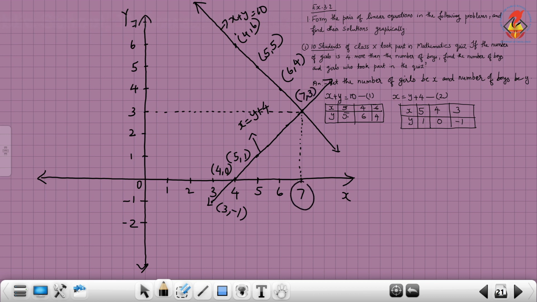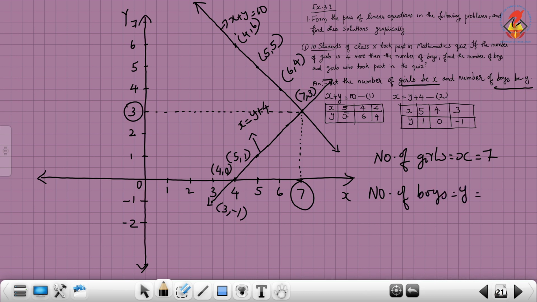That means the X coordinate represents the number of girls and the Y coordinate represents the number of boys. Number of girls is equal to X equal to 7. Number of boys is equal to Y equal to 3.